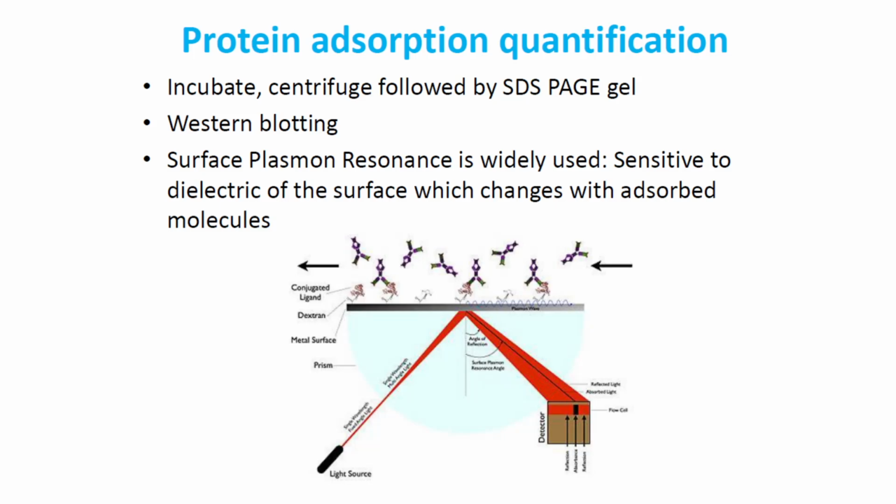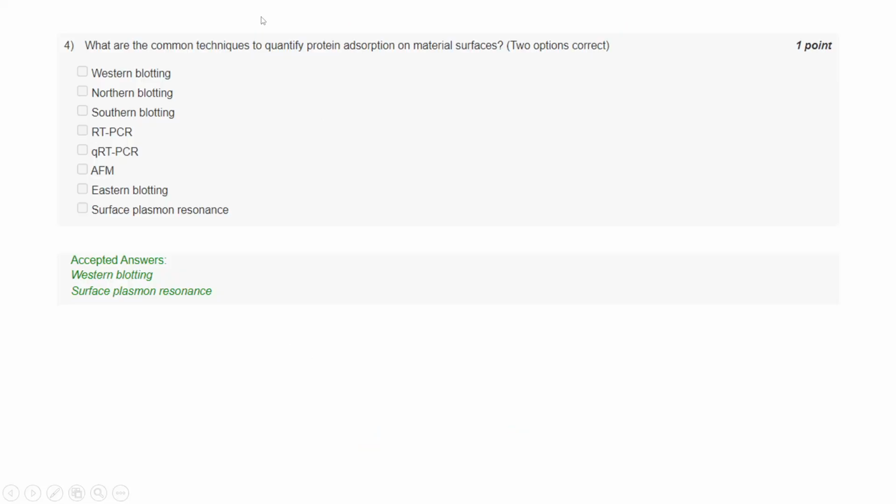Another method is Western blotting, which is followed with SDS page. Once you have a page gel run, you will see the bands separated. You can transfer them to a membrane, and then with the known antibodies, you can get a profile. That's where you can detect which protein is adsorbed on the surface. And then there is surface plasmon resonance, which looks something like this. Whenever you have anything attaching to this surface, the angle of the reflection from this light source changes. So based on that, you can first identify what protein it is, and then you can quantify it. So whoever answered these two was correct.